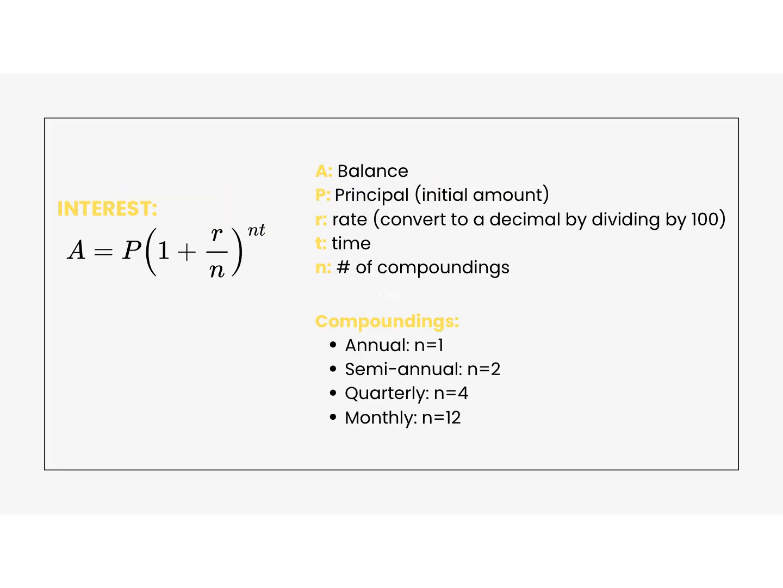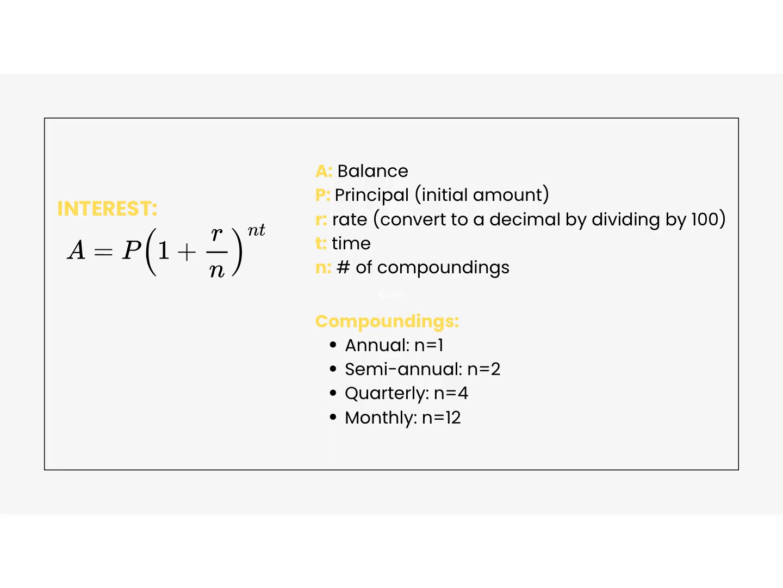You may also see in the homework some interest problems, and this is your interest formula. So A equals P times 1 plus r over n to the power of nt. A is the balance, so how much money you have. P is the principal, which is your initial. r is still the rate. We're still writing that as a decimal. n is the number of compoundings, which we'll talk about, and t is time.